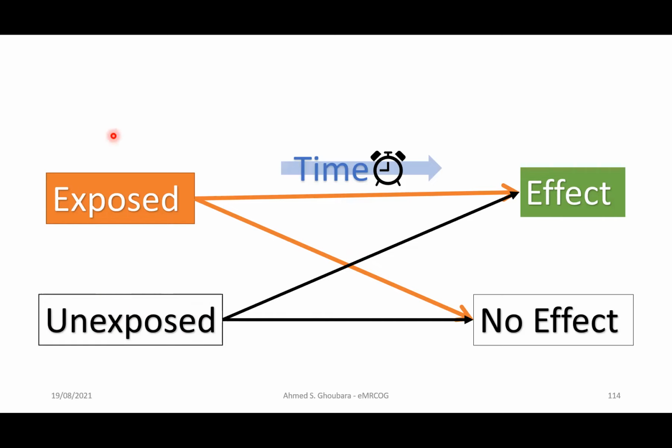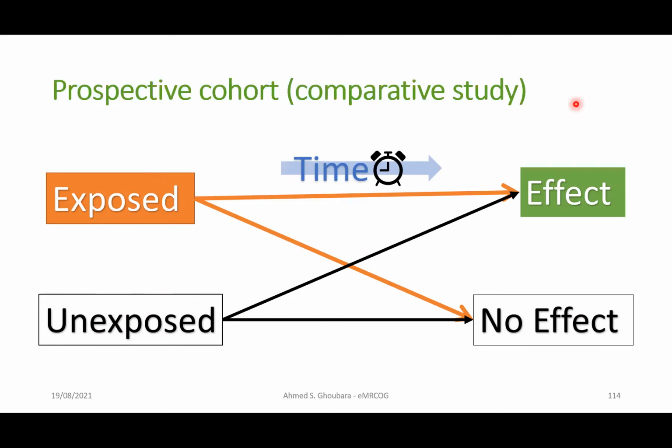When you start this way, with exposed and unexposed, and disease and no disease at the end, you start from exposure and end with the outcome. This is called a prospective cohort study, a comparative study.